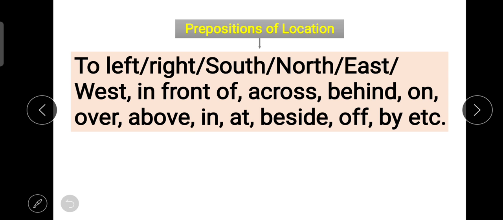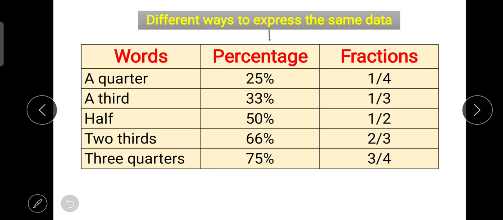Now, prepositions are very important when we compare and contrast things. These are the prominent ones which we must know when we are comparing the situation and location of the given data: to the left, to the right, to the south, to the north, to the east, to the west, etc. In front of, across, behind, on, over, above, in, at, beside, of, by, etc. These are the prominent prepositions which always come into play when we analyze and describe the data.